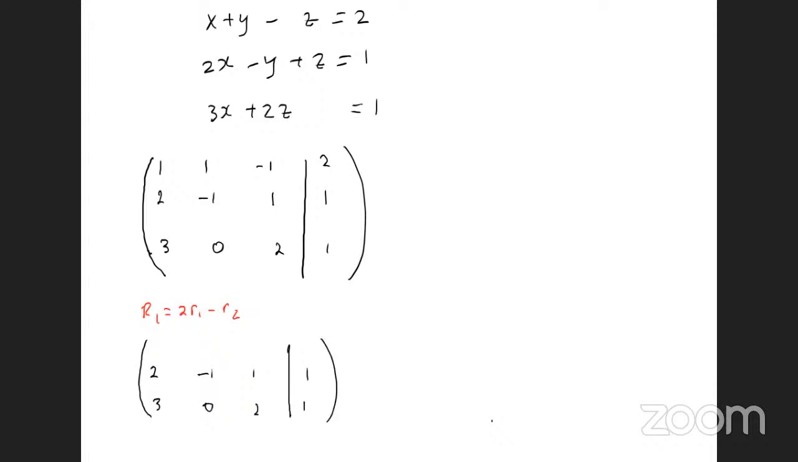Right, so 2 row 1 is 2, 2 minus 2 is 0. 2 minus minus 1 is 3. Minus 2 minus 1 is minus 3. 2 times 2 is 4. 4 minus 1 is 3. Anybody got that? Yeah.